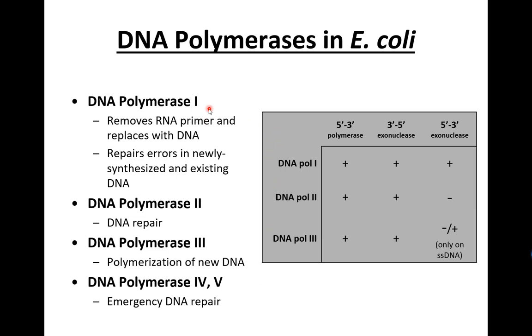So these are the polymerases, or the main polymerases. There are many polymerases in E. coli, but in general there are fewer than there are in eukaryotes. So these are the DNA polymerases you find in there.